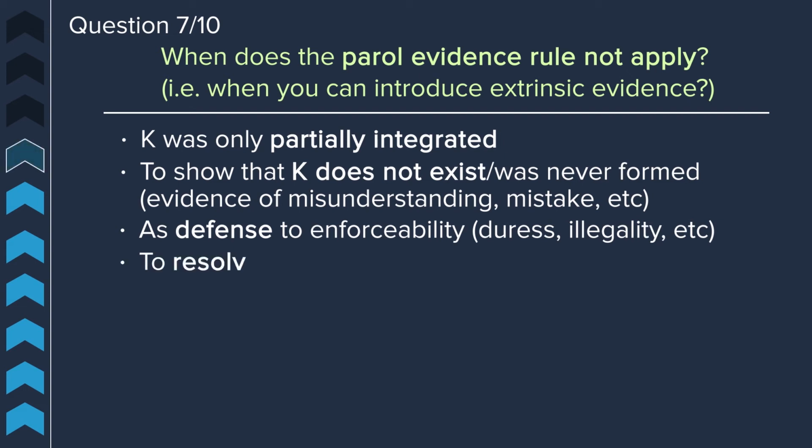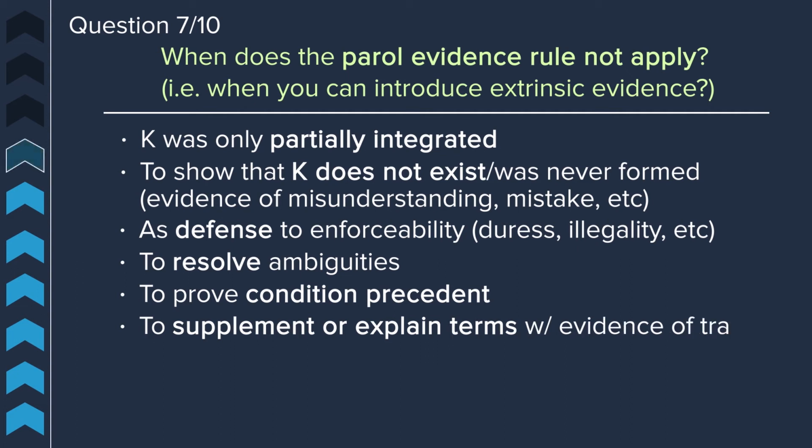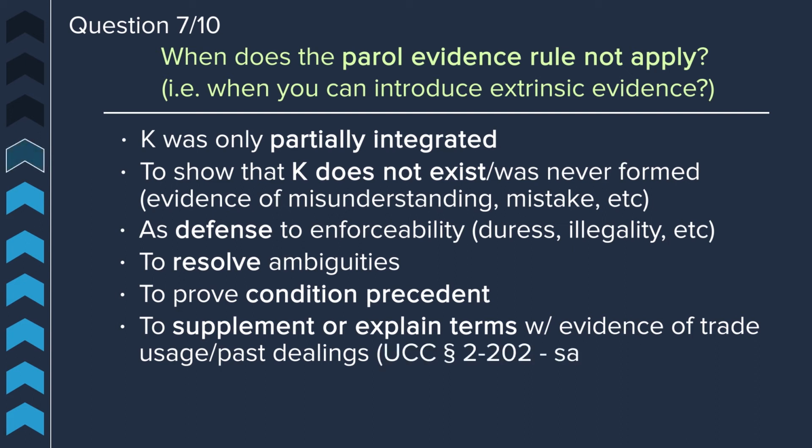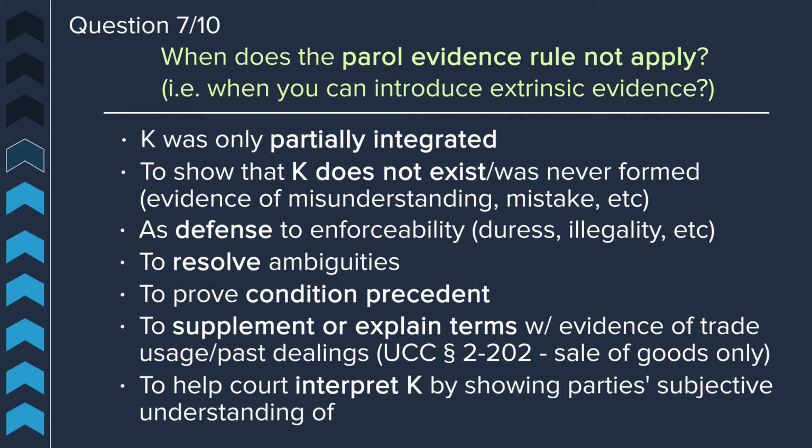Fourth, to resolve ambiguities. Fifth, to prove a condition precedent. Sixth, to supplement or explain terms with evidence of either trade usage or past dealings. And remember, this is for UCC 2-202 sale of goods contracts only. And lastly, you can introduce extrinsic evidence to help the court interpret the contract by showing the parties' subjective understanding of the terms.